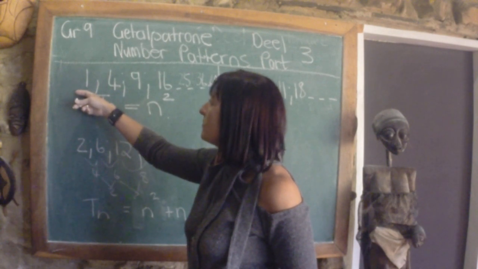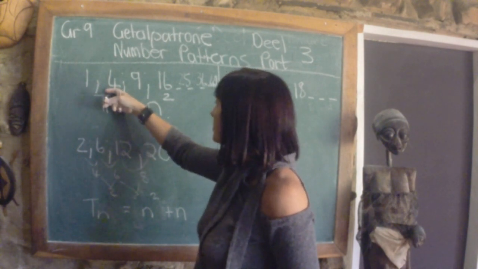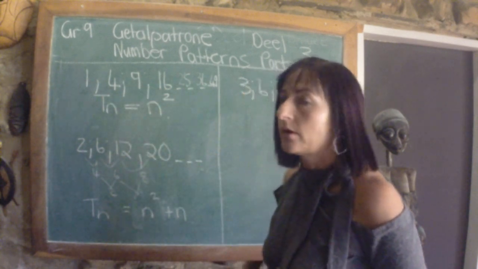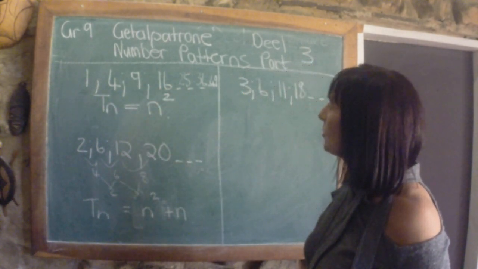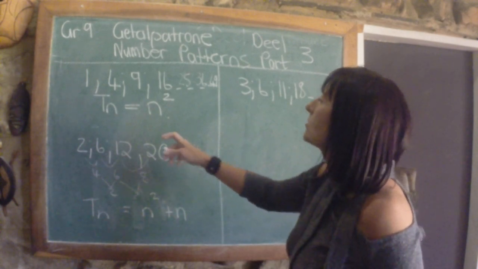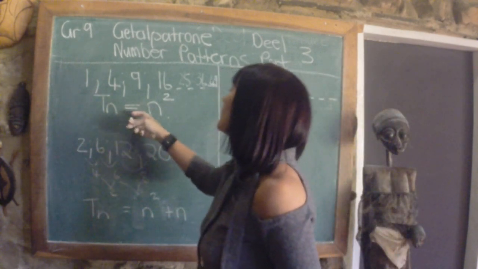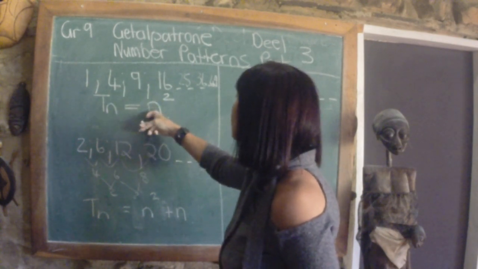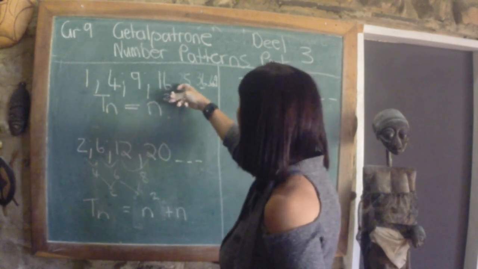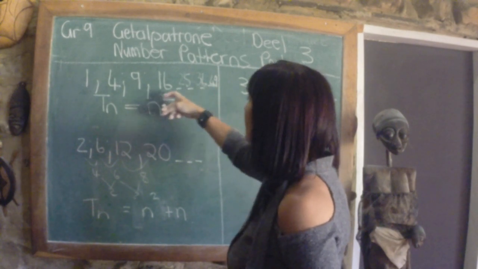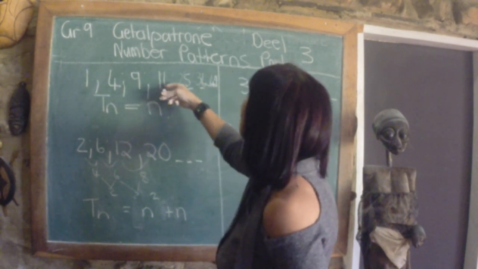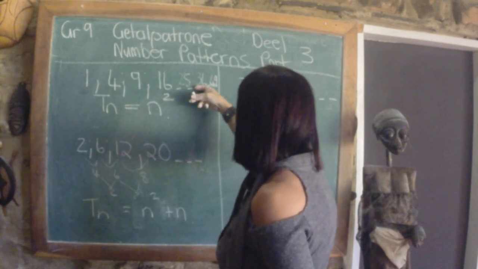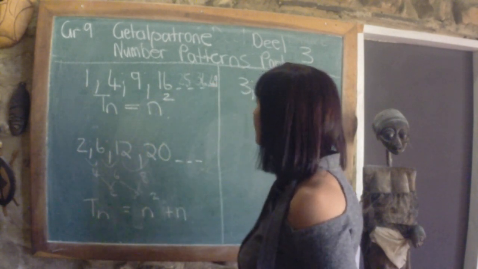That's our square numbers. 1 times 1, 2 times 2, 3 times 3, 4 times 4. Ons moet dit dadelik herken, ons vierkants getalpatroon, en daarom kan ons sê Tn is gelyk aan n kwadraat. 1 mal 1, 2 mal 2, 3 times 3, so I'm gonna write down the next three terms. It's going to be 4 times 4. 5 times 5 gives you 25, 6 mal 6 is 36, en 7 mal 7 is 49.